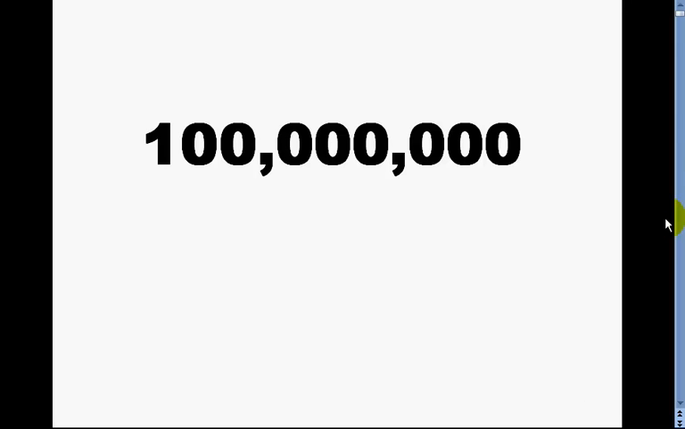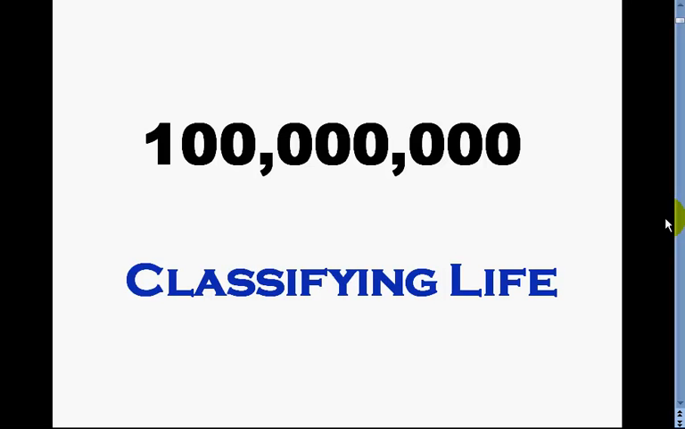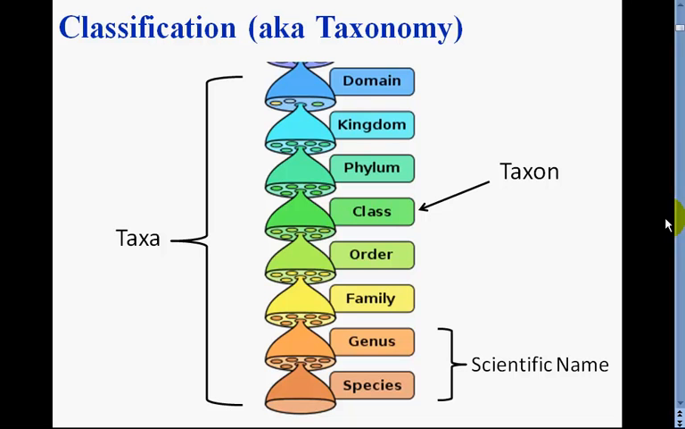100 billion. This is the number of species that scientists estimate have ever existed on the planet. In fact, this is probably a low estimate. So scientists need a way to classify all of these life forms. In this slideshow, we're going to take a look at the different categories scientists use to classify living things.